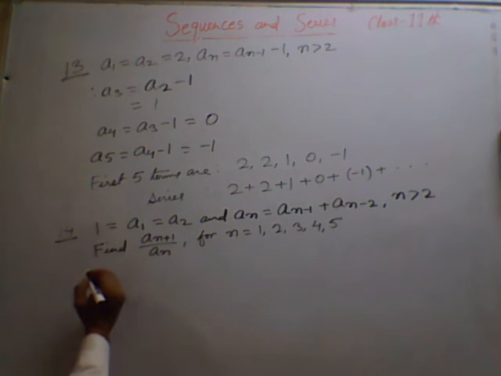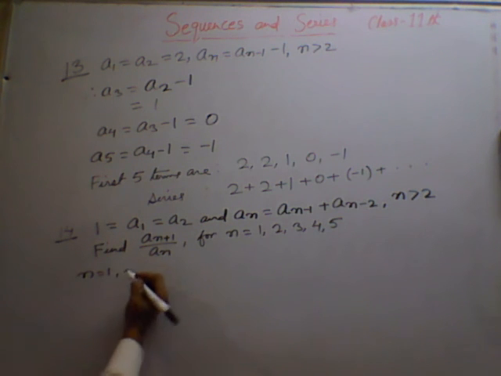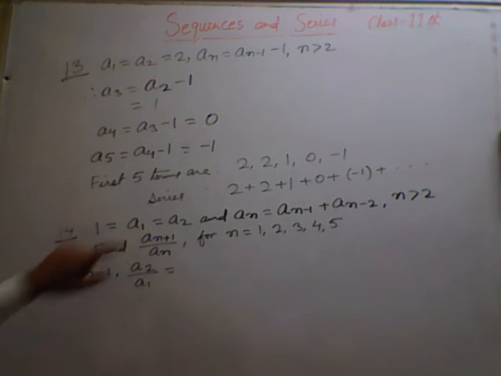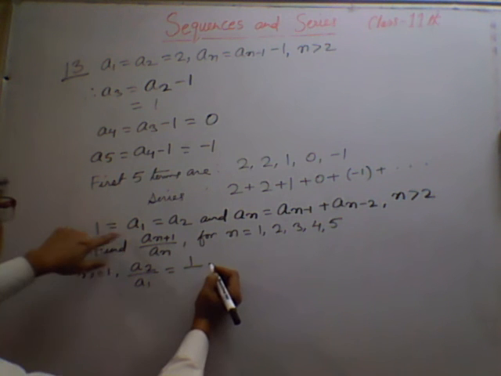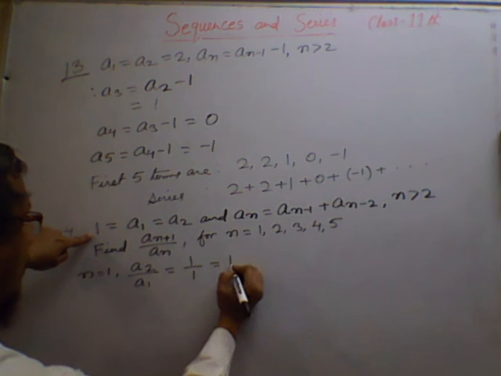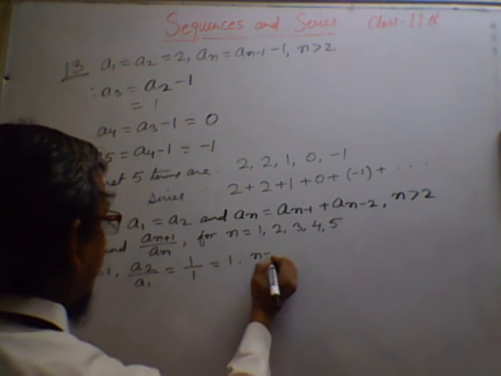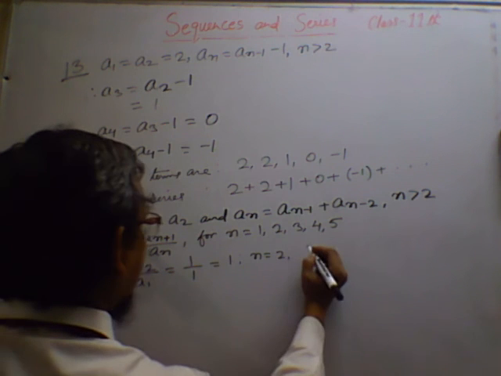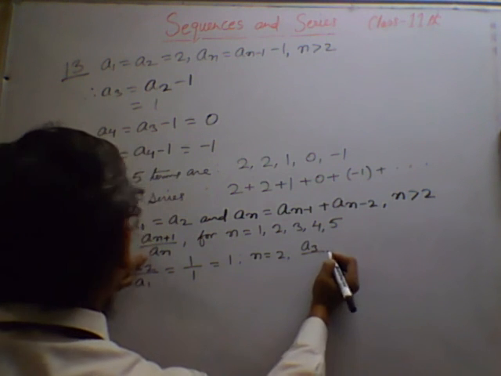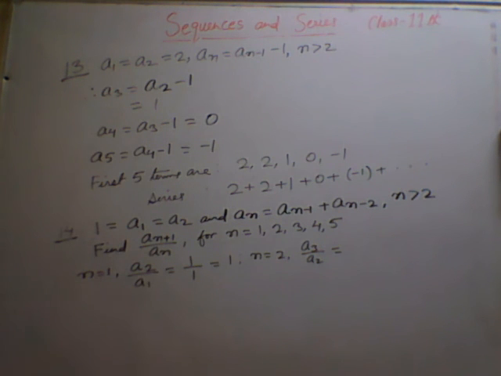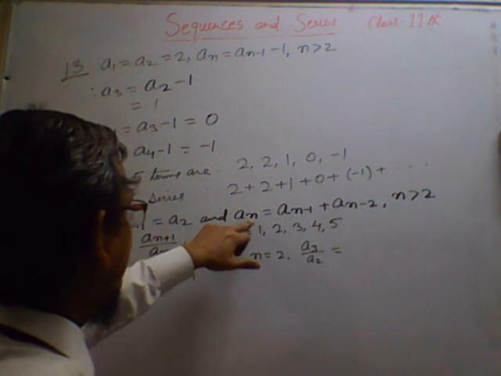So for n is equal to 1, A1 plus 1, A2 by A1. A2 has been given 1 and A1 has also been given 1. So this will be 1. When n is equal to 2, then A2 plus 1, A3 over A2. What will be A3? We can find out A3 from here.